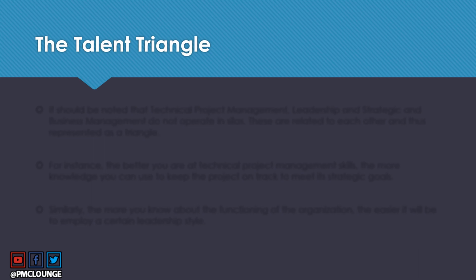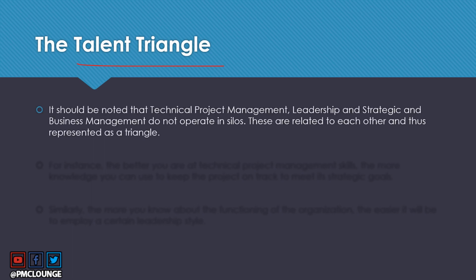So let's talk a bit more about the talent triangle before we close the video, because this is an important topic. First of all, the three aspects of the role of a project manager, which are technical project management, leadership, and strategic and business management, do not operate in silos. These are intertwined and related to each other. That is why they are represented as a triangle and not three different lines, right?